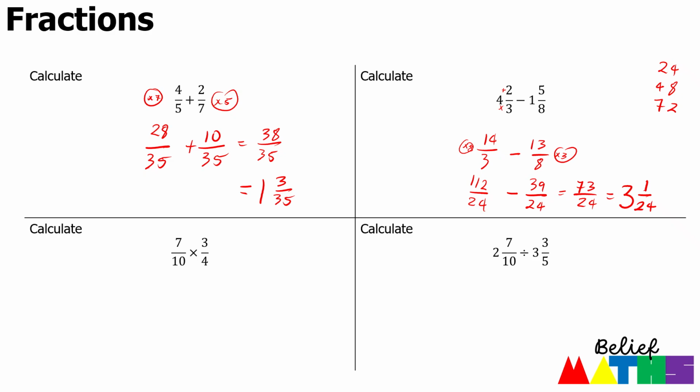Now multiplying and dividing is different to adding and subtracting. Remember, in adding and subtracting you have to have the same denominator. That's not the case in multiplying and dividing. When multiplying, you can simply just multiply the two numerators. So 7 times 3 is 21, and multiply the two denominators. 10 times 4 is 40.